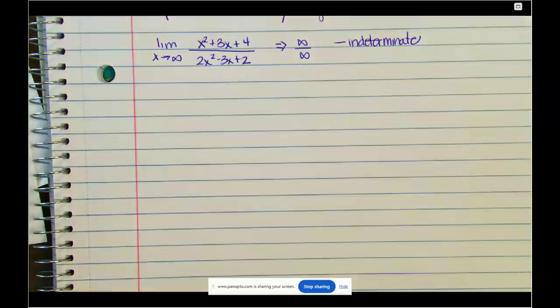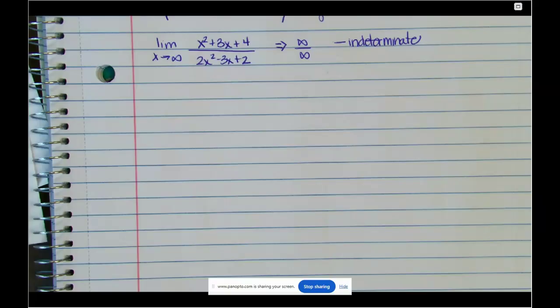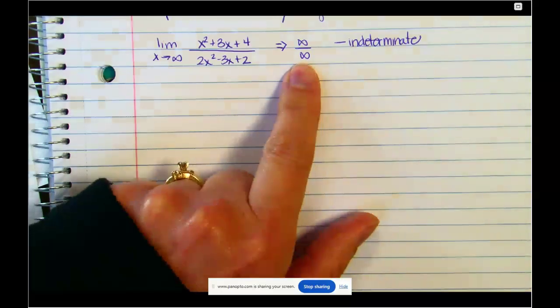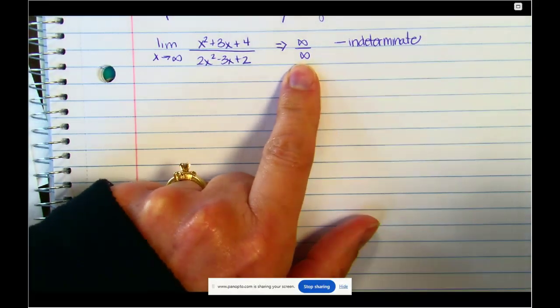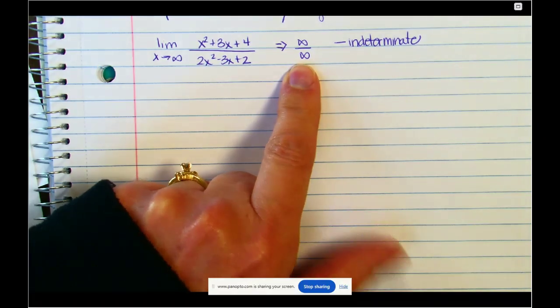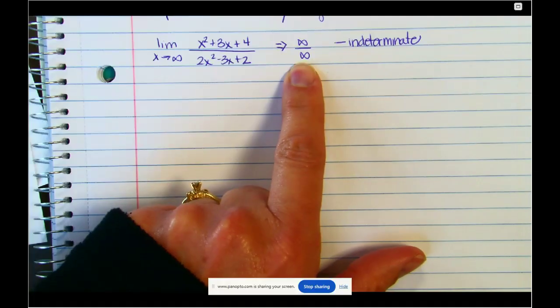Exactly. This is indeterminate. So, our other indeterminate form was 0 over 0, right? And 0 over 0 indicated that there was what? A hole. Okay, this doesn't really tell us anything like that. It does tell us we have to do something else. But listen, because this is infinity over infinity, there's only one thing you do, and you only do it when it's infinity over infinity. So this does not add to that other bunch. This is its own separate rule.